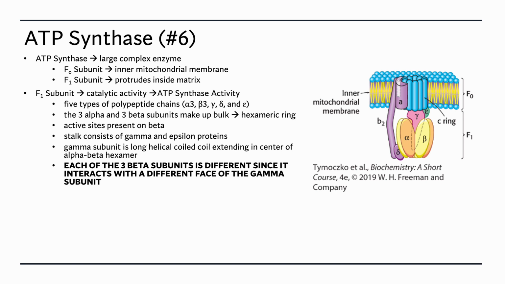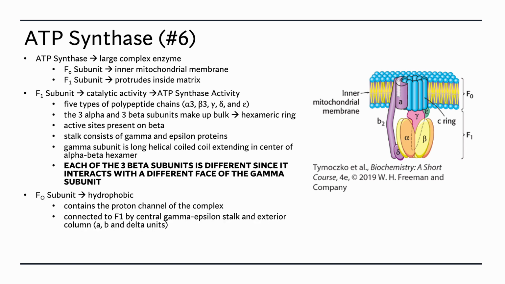The stalk portion consists of gamma and epsilon proteins, and the gamma subunit is a long helical coiled coil extending in the center of the alpha-beta hexamer. Note, each of the 3 beta subunits is different since it interacts with a different face of the gamma subunit. This will be important to understand later on. The FO subunit is hydrophobic and contains the proton channel of the complex. It is connected to F1 by the central gamma epsilon stalk and the exterior column.